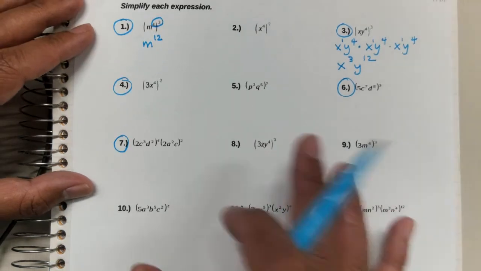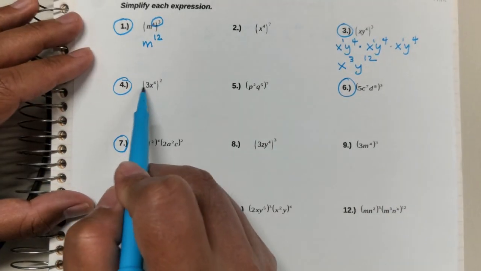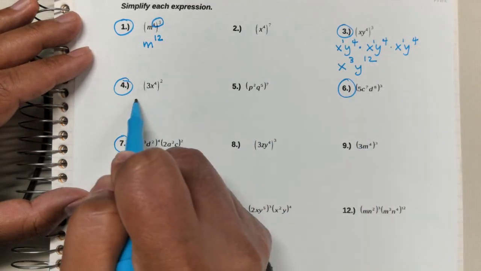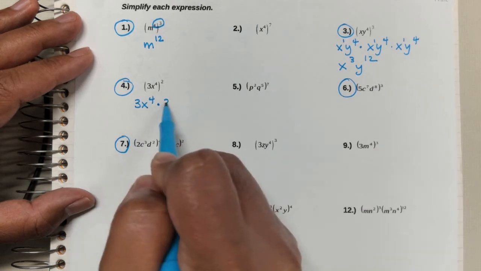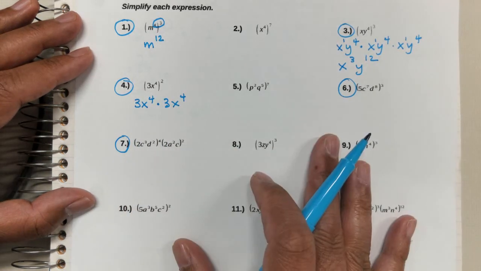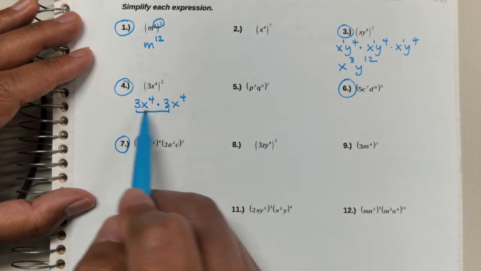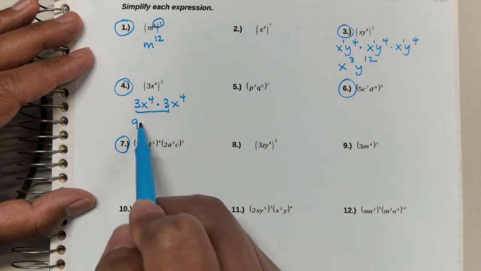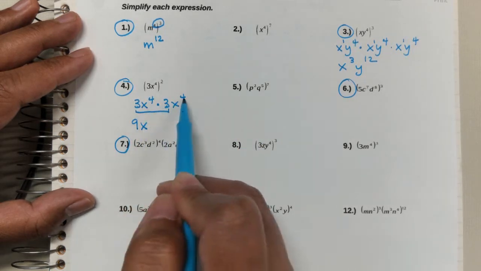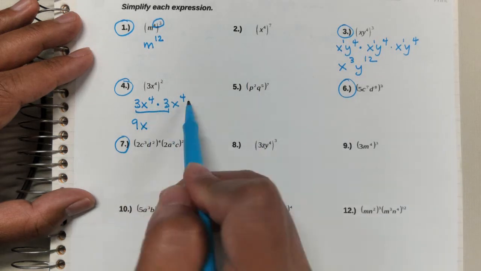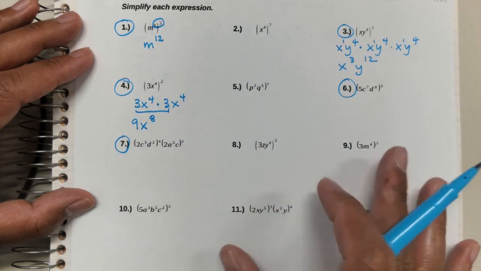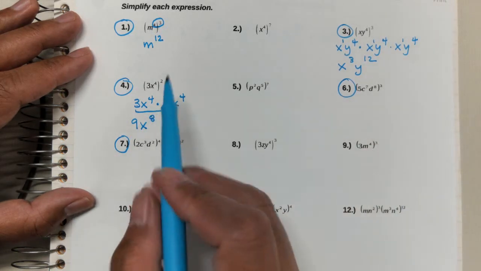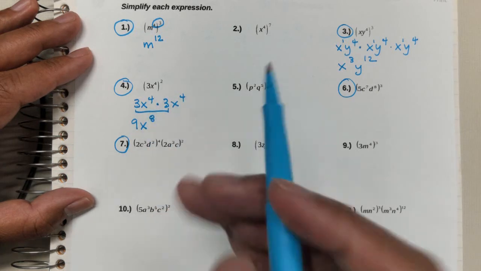Alright, number 4. Number 4, we have here 3x to the 4th raised to the second power. So I can rewrite this as 3x to the 4th times 3x to the 4th. Now, since these are your coefficients, you're going to multiply these two together. So 3 times 3 is 9. And then I have x, now since I'm multiplying, I'm going to add the exponents. So 4 plus 4 is 8. And you have 9x to the 8th power. Remember, when you're doing the product rule, you're adding the exponents.